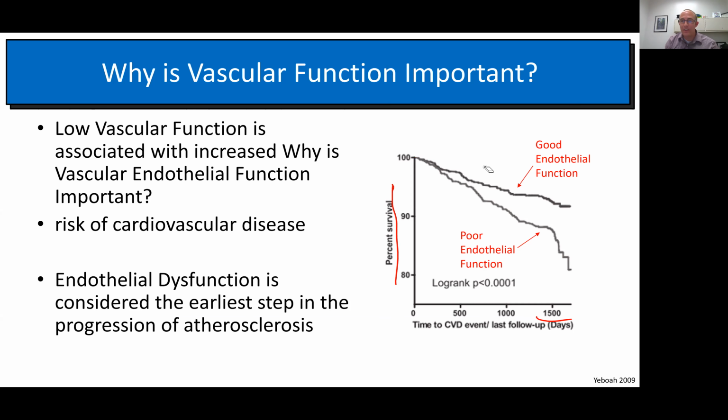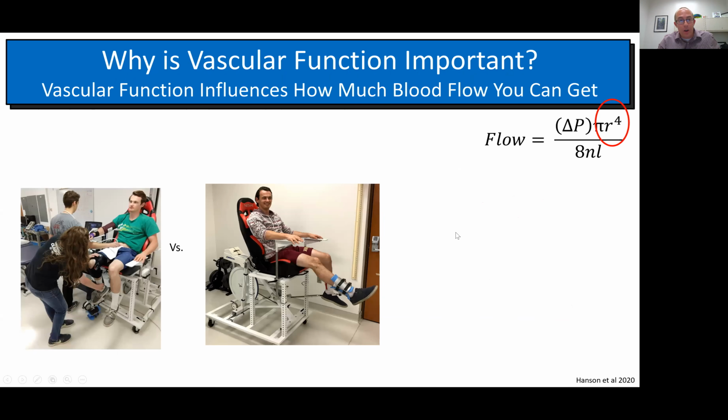But that's not exactly what we see. We see that people that have good endothelial function at baseline, a couple of them are getting cardiovascular disease, but much less than the people that have poor endothelial function at baseline. Not as many survivors, okay? So vascular function is extremely important for cardiovascular health, but it's also extremely important for exercise capacity.